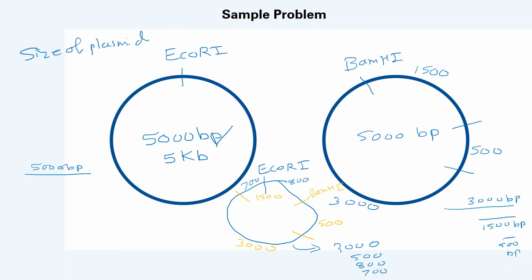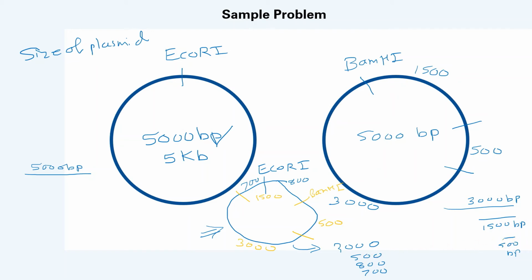Now, if you take a look at it, we have a single digest from EcoR1, a single digest from BamH1, and then a double digest from EcoR1 and BamH1 together. If you take a look at that, you will see that here you have 3,000 and here you have 3,000. So you can say, oh, this is the same segment. And then you have 500 and 500, and you can see, oh, this is the same segment.